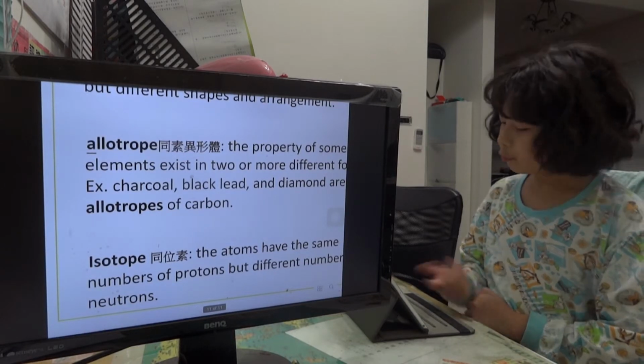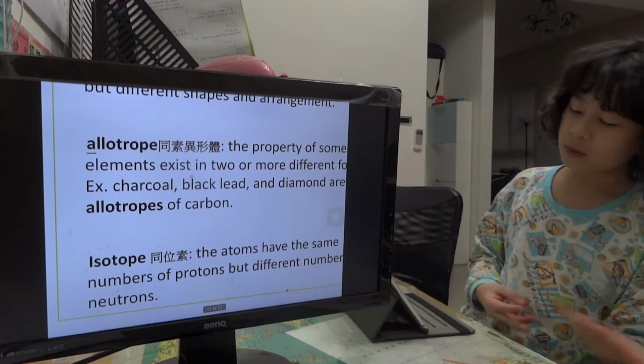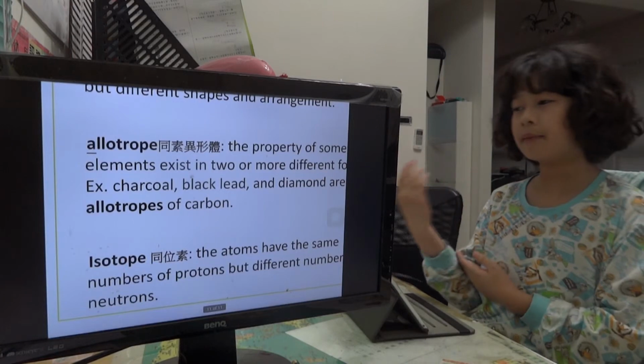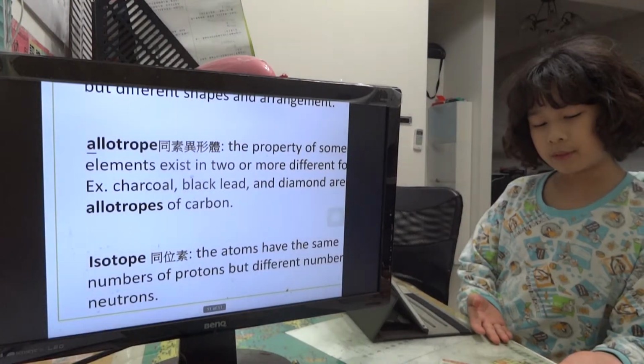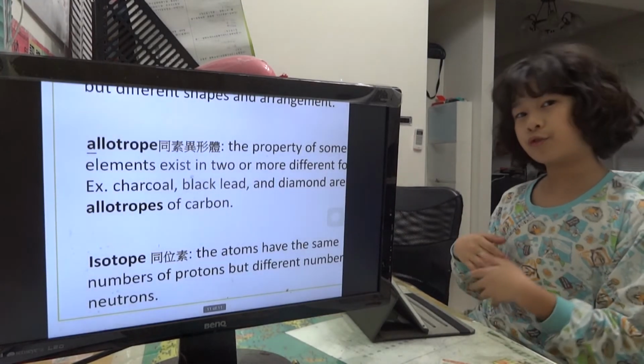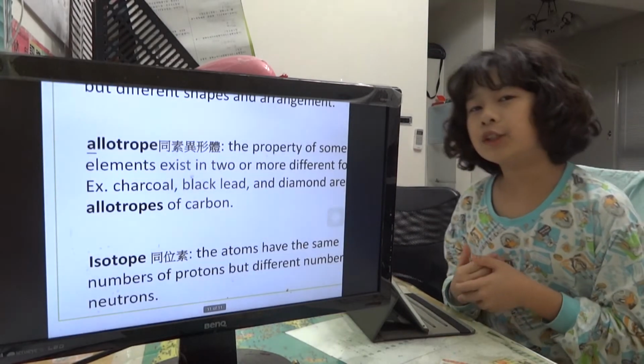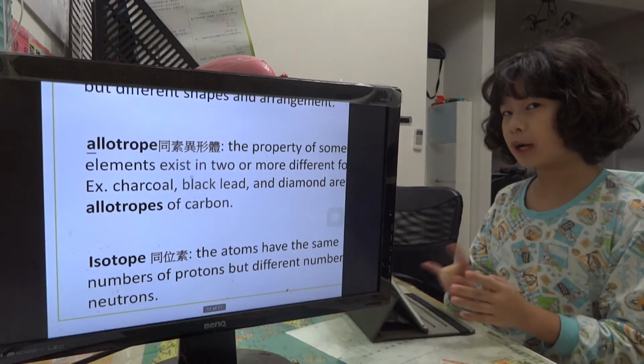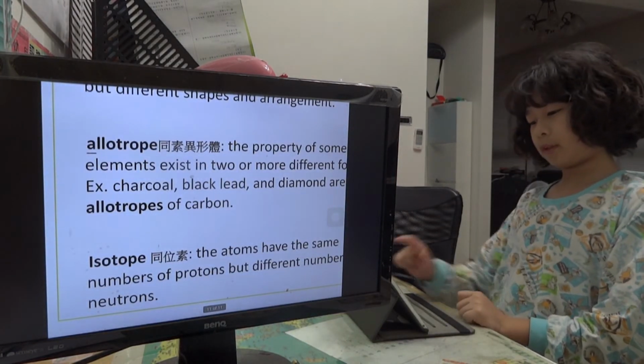So what is an isotope? Isotopes are, for example, hydrogen, which has deuterium and tritium. They have the same number of protons but different numbers of neutrons.